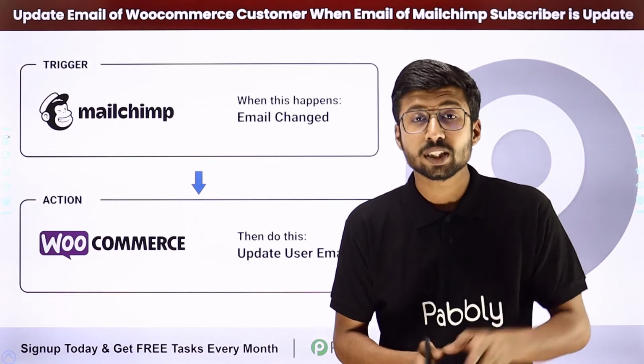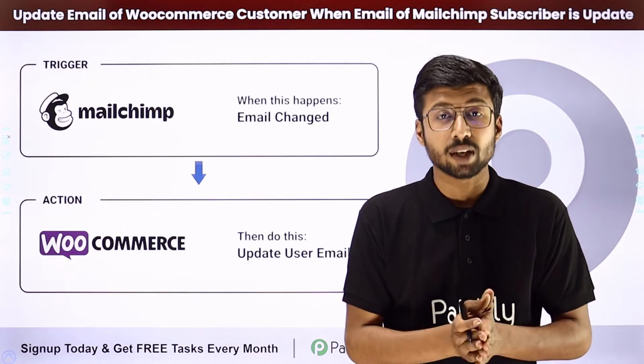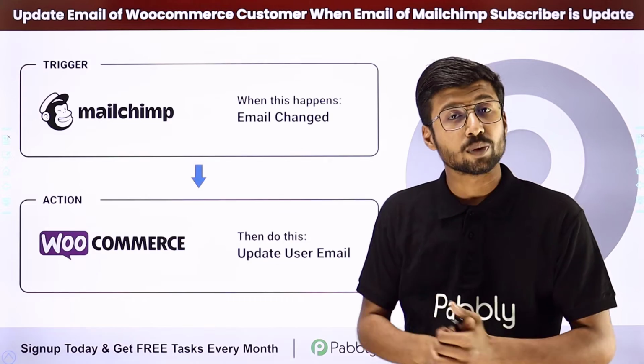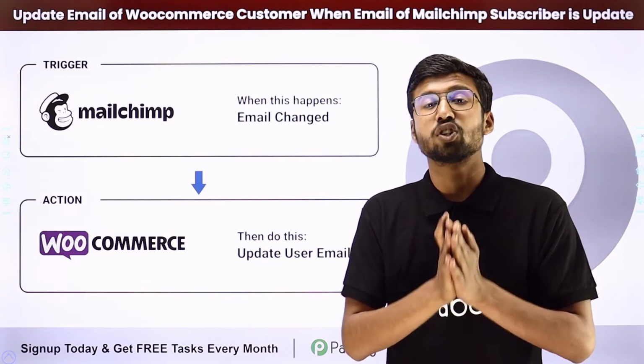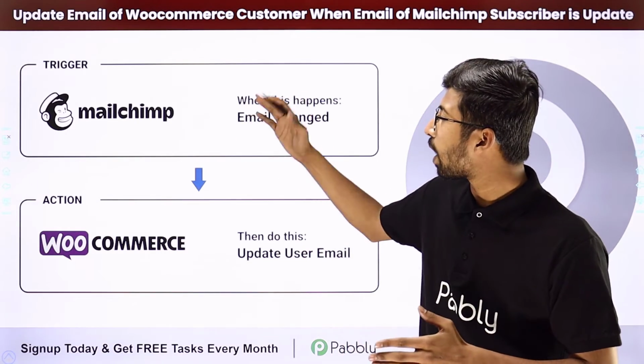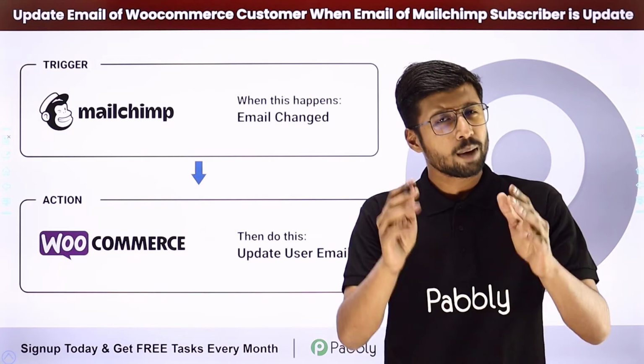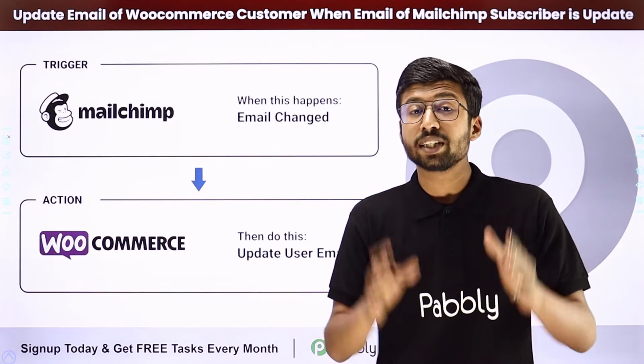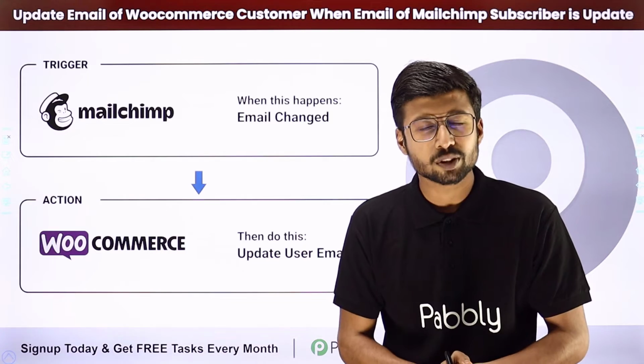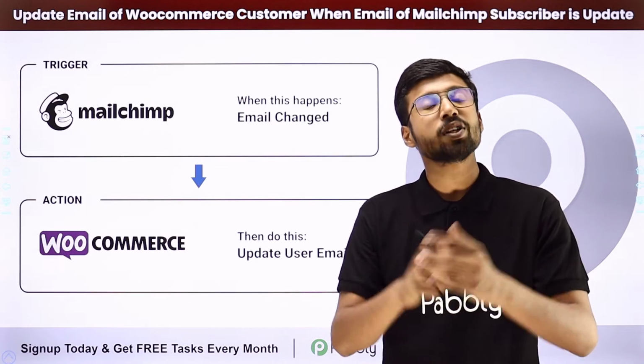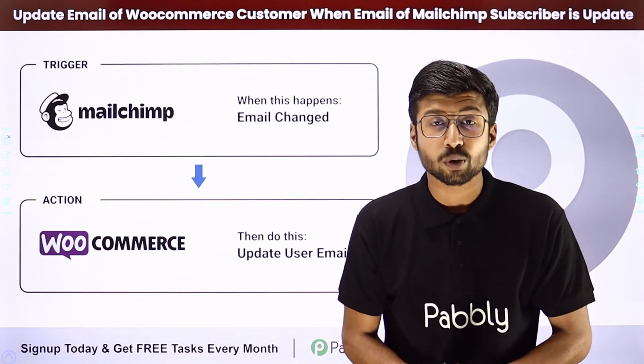For example, there is a user named A, who has a particular email address in Mailchimp and WooCommerce as well. But if the email address of the user is changed or updated, then you want to add those same updates in WooCommerce. But the manual process of applying updates into different platforms can be very repetitive and time consuming. So in this video, we are going to see how you can automate this.